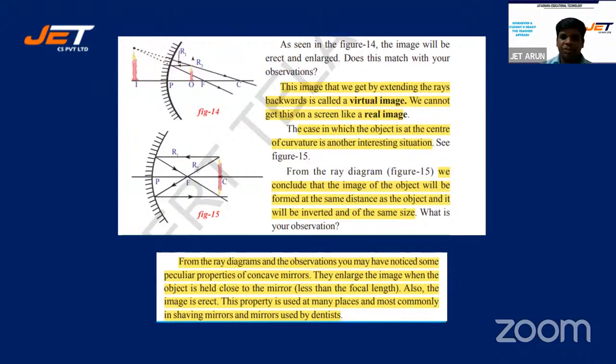From the ray diagrams and observations, you may have noticed some peculiar properties of concave mirrors. They enlarge the image when the object is held close to the mirror, less than the focal length. You get a virtual enlarged image. Also, the image is erect. This property is used in many places, most commonly in shaving mirrors and mirrors used by dentists. This is a repeatedly asked question, students: what kind of mirror is used by dentists? It's a repeatedly asked question. So, concave mirror.